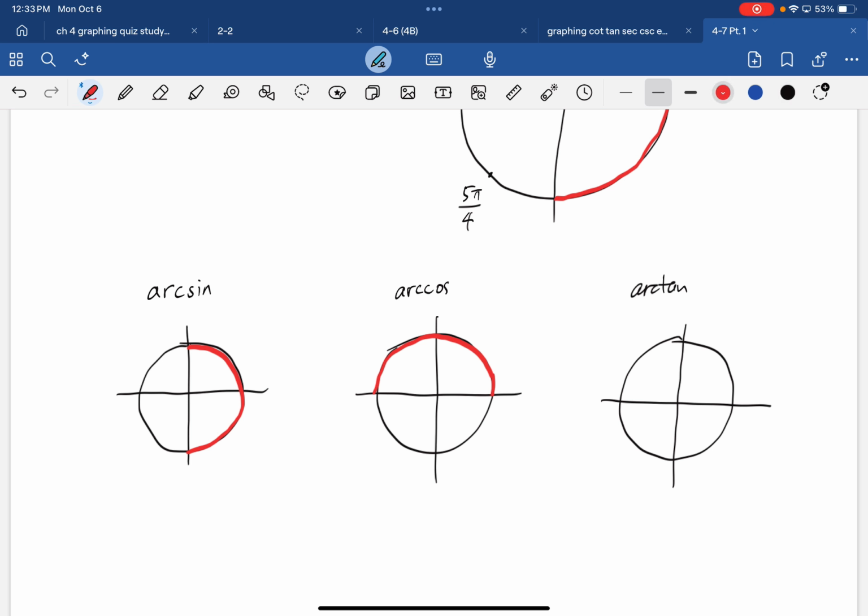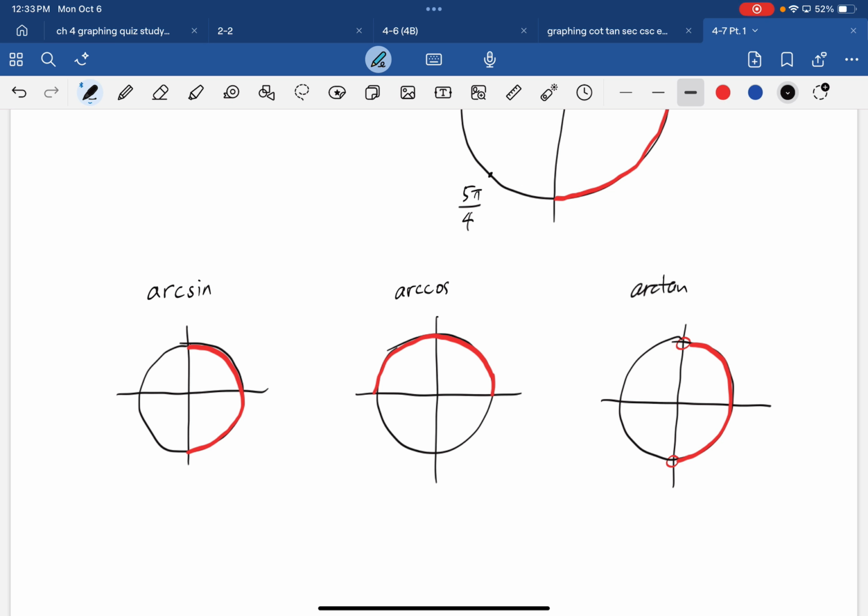Except it's a little different because we actually can't include these top points. So I'm going to label those with open circles, right? Because arctangent can never equal negative pi over 2 or positive pi over 2. But it can approach it, right? So that's why I have open circles.